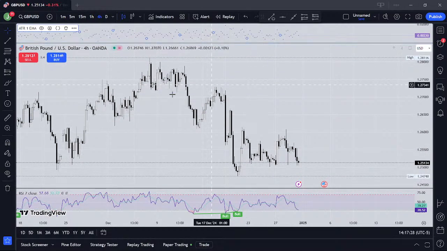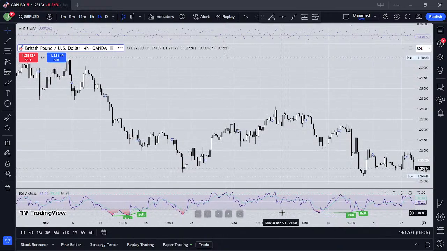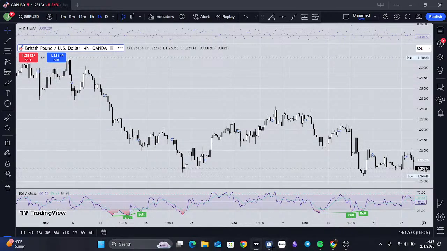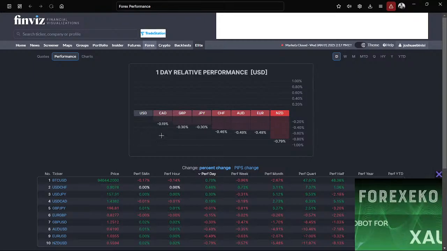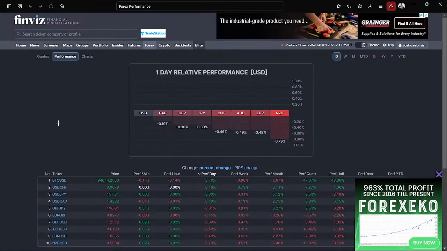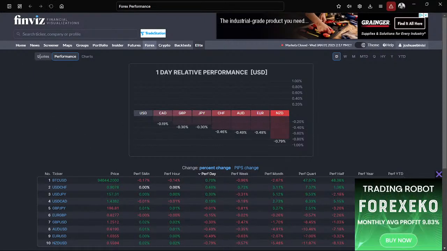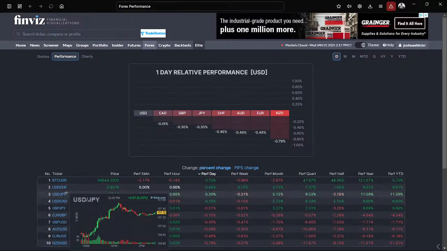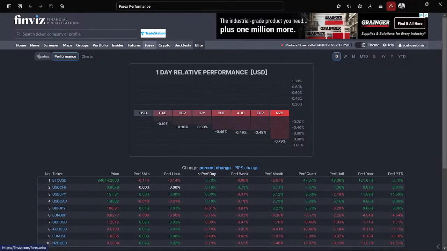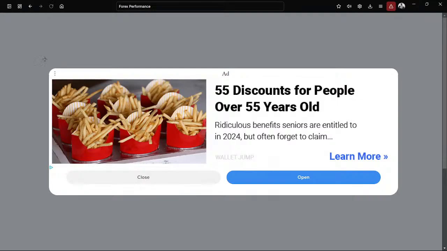So yeah, I'm gonna start with the British dollar. I also use Forex Factory and Finviz. Right before the Christmas break, this week on Christmas break, I saw that the pound had a very good performance. It was up here, so that's why I chose it.